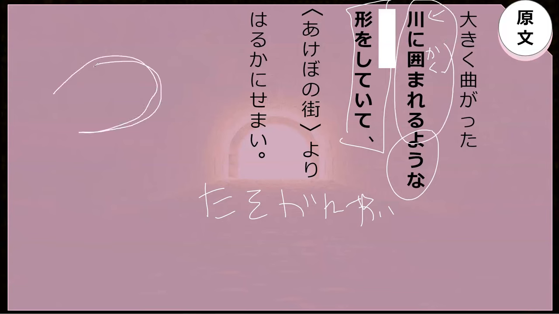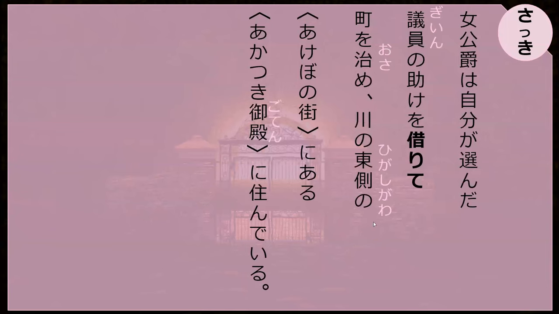So if you are surrounding something with a river, this is the shape of that place. This is the shape it's in. So it was a weird sentence to do, but it makes sense in context though. Do you know how to read this kanji? To borrow, how do you read it? Karite. Perfect. Karite from kariru.